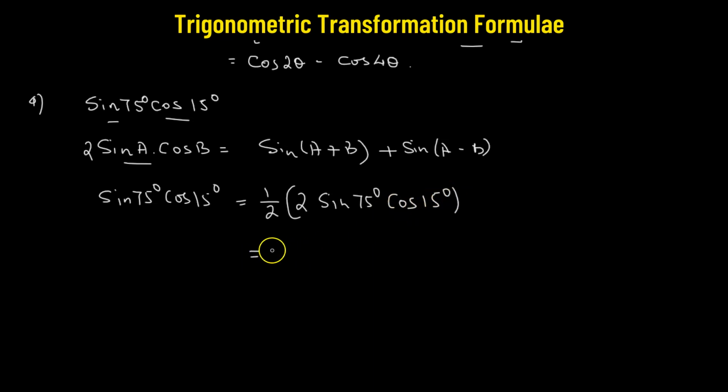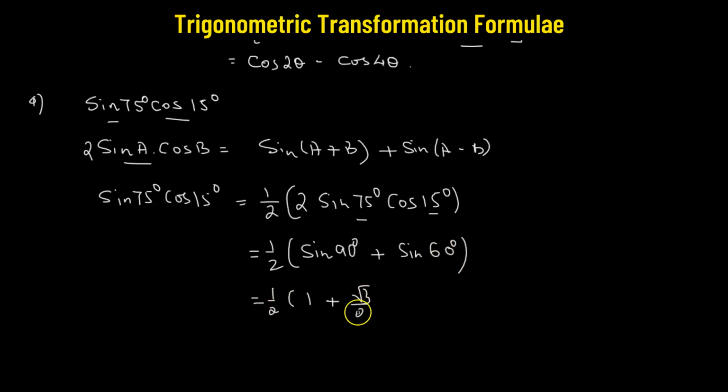Now we can apply the formula. So we get sine of 75 plus 15, so that's going to be 90 degrees, plus sine of 75 minus 15, so that's 60 degrees. That will be equal to half. Sine 90 is 1, and sine 60 degrees is square root of 3 over 2. And finally we get half plus square root of 3 over 4. So this is going to be the value of sine 75 degrees times cosine 15 degrees.